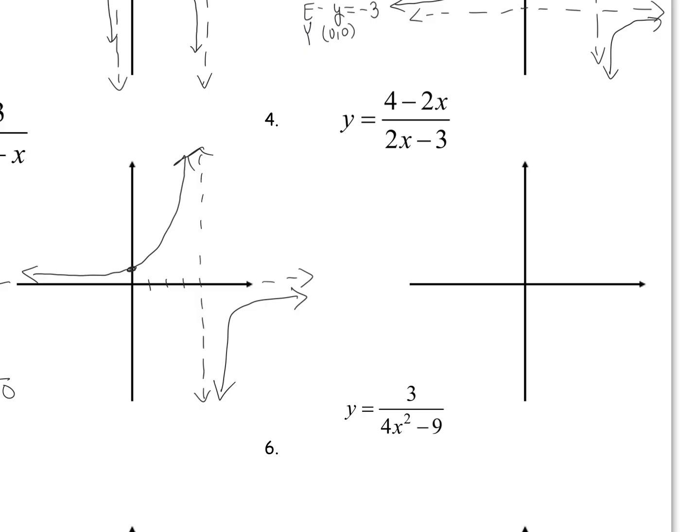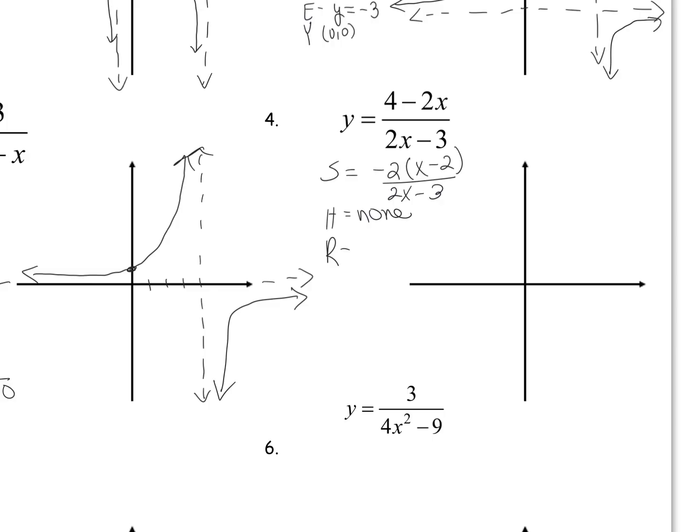Ready to try another? If I simplify this one, I'm going to take that -2 out in front. That's going to give me x minus 2. I just swapped the order a little bit. And then on the bottom, I can't do anything with that. It's 2x minus 3. Is there anything I can cancel out? I can't cancel out the 2 because I can't factor it out. So nothing's canceling, so no holes, none.